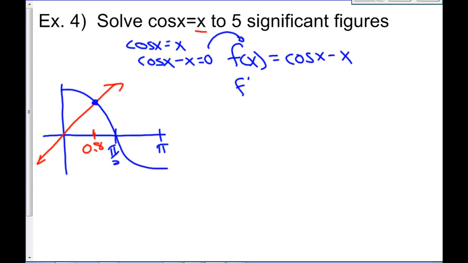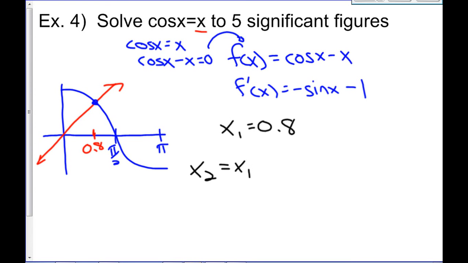Our f prime is pretty easy to get. We'd have negative sine x minus 1. And it looks like our x1, our guess, is 0.8. I'm going to show you how to use your calculator efficiently here. So x2 is going to be x1 minus f of x1 all over f prime of x1, and so on.